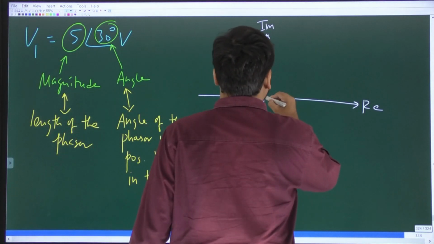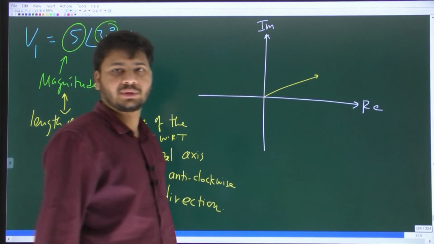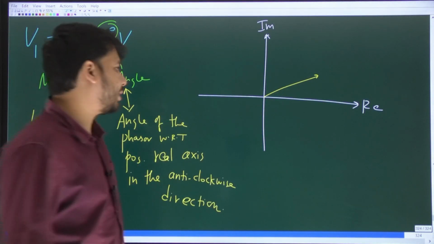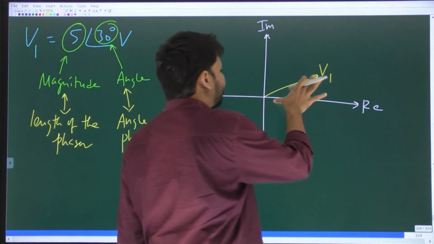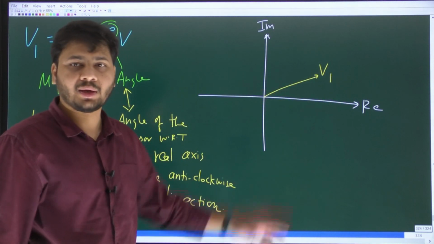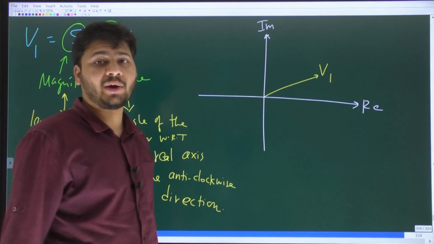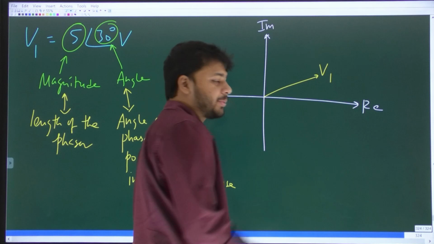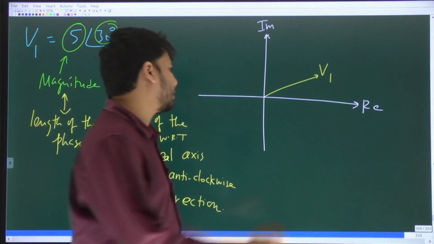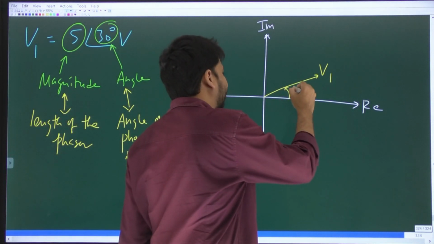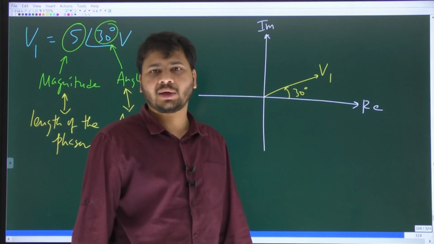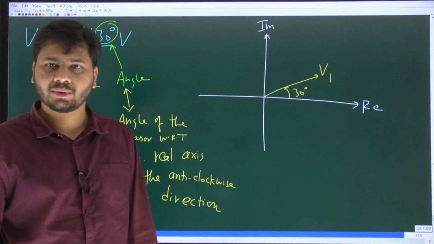Yes. So will it not be something like this? So this is the representation of the phasor voltage V1. So what is the length of the vector or this phasor? The length is 5 units. The angle of this with respect to positive real axis is how much? It is 30 degrees. You understood? Yes.